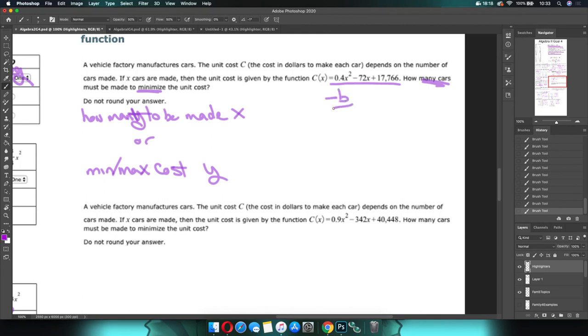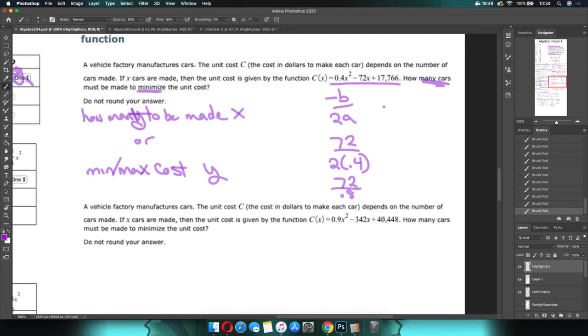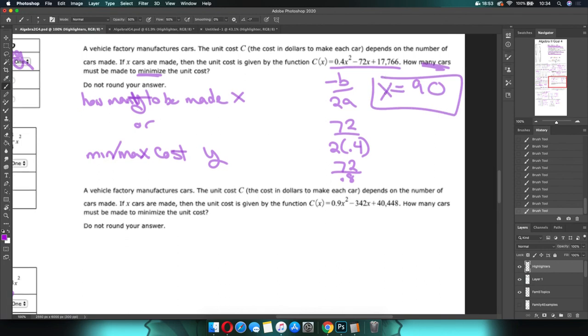How do we do that again? What's the thing that we have been doing over and over again? Oh yeah, opposite b over 2a. So opposite b is 72 over 2 times 0.4, so that's 72 over 0.8. I do not know that off the top of my head, so let me pull out my calculator. It's 72 divided by 0.8, and that's basically multiplying by 5/4. So what's it going to be? 90. Okay, so our x equals 90, and there's our answer. Next one.